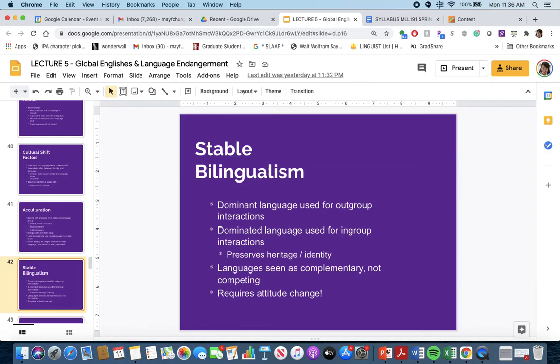So these languages are seen as complementary, not competing, right? You don't really have these competing interests. It just becomes a part of who you are. You're a bilingual individual. But that really does require an attitude change, especially in the United States.